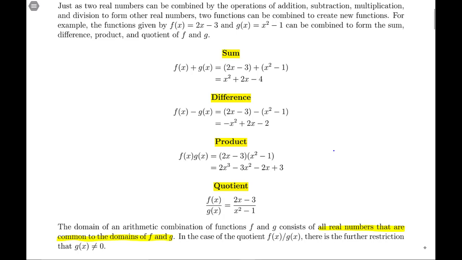The domain of these functions, for when we're talking about the sum, the difference, and the product, the domain is going to be the intersection of the domains of the functions that we're combining. So whatever they have in common, that's the domain of the new function. The only other difference applies to the quotient, and that's where we also have to consider that the denominator, whatever the function might be in the denominator, it also cannot be equal to 0.